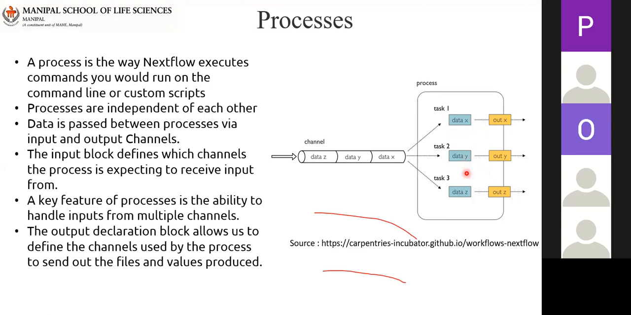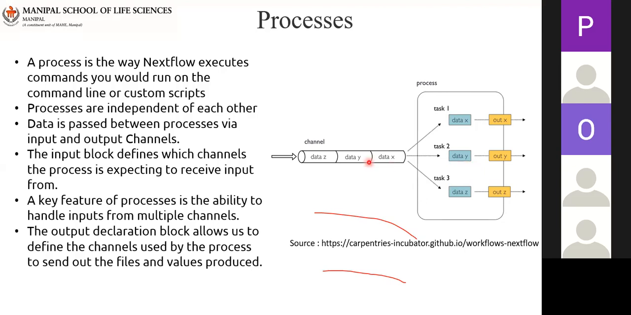like the first step, FastQC. For a set of FASTQ files, I have to run FastQC. Now this is the process. So what does that do? It takes my FASTQ file and it gives me the QC values. So that's my task one. And similarly, it does for second FASTQ, third FASTQ. And probably if you have a BAM file, we want to index the BAM file. So that is the process.